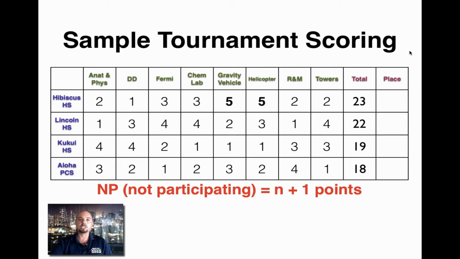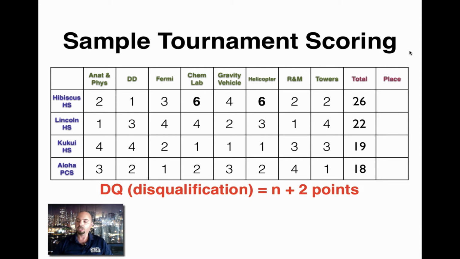Now, a third possible scenario involves disqualification. We really try to not disqualify schools, but sometimes it can't be avoided, especially when safety is the issue. In this particular scenario, we see that Hibiscus High School was disqualified in 2 events, chemistry lab and helicopters. Now, they could have been disqualified in chemistry lab because they lacked the proper safety equipment, which is why it's very important to read the event parameters. For helicopters, they may have been disqualified because they could have removed their safety equipment in the middle of the event. Generally speaking, we try to give teams a warning before they get disqualified.